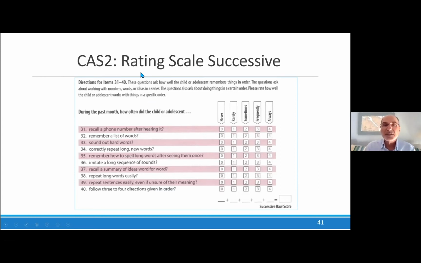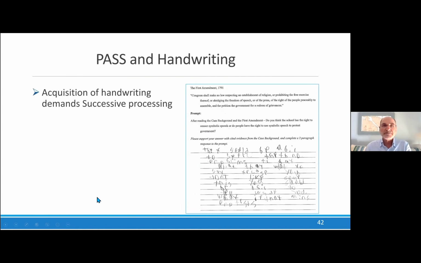And successive processing on the rating scale gets at sounding out hard words, repeating long words, repeating sentences, and so on. All right. By the way, handwriting is very much related to successive processing. A colleague of mine called me about this young man who was in an alternative high school, actually in Denver, not far from where you all are.